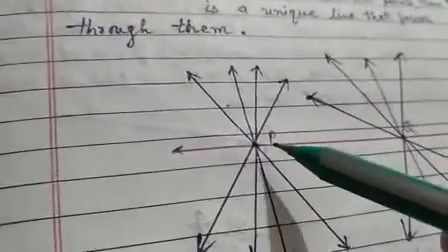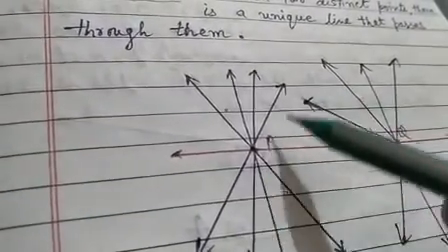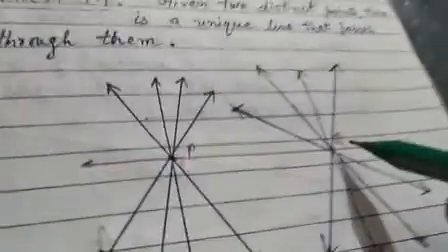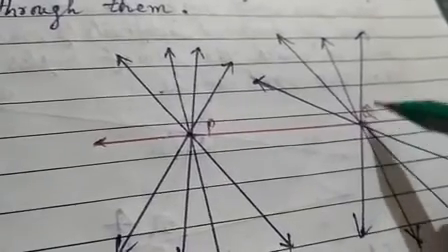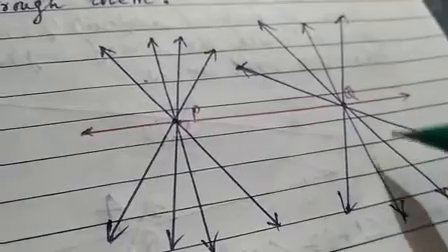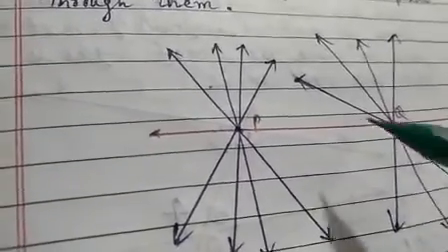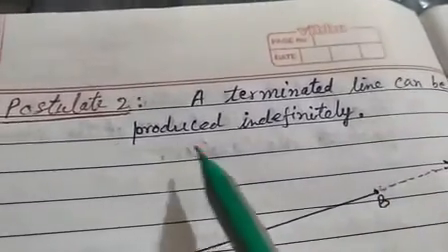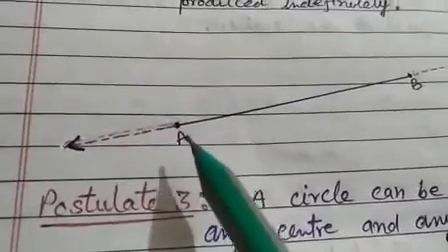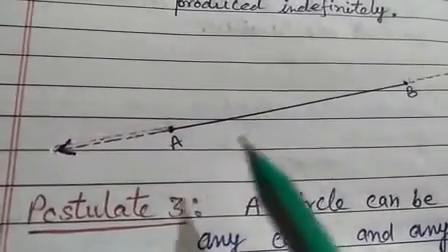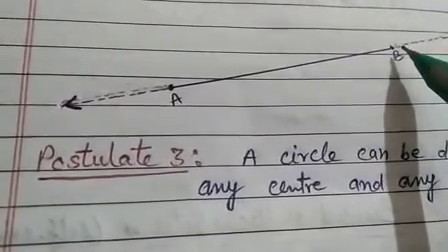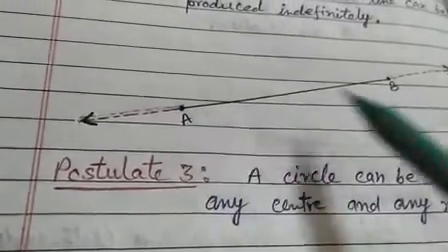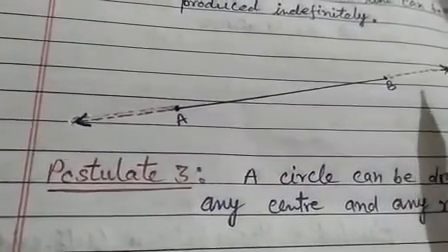We see here point P, there are so many lines passing through point P, and here point Q, here also so many lines can pass through point Q. But the line PQ is unique, which is passing through both points P and Q. See postulate 2. A terminated line can be produced indefinitely. We have a line AB known as a terminated line. If we produce it, both sides from A and from B are extended infinitely.